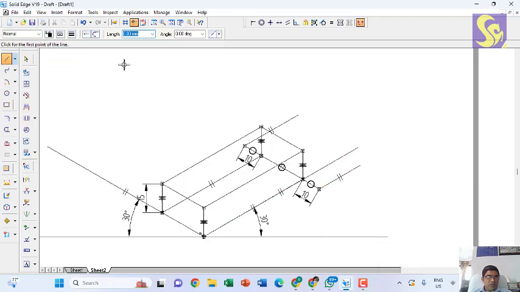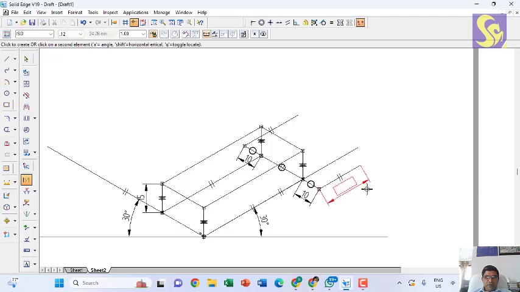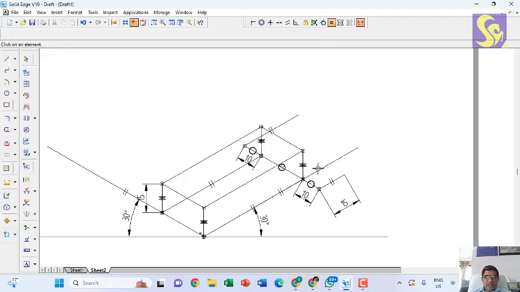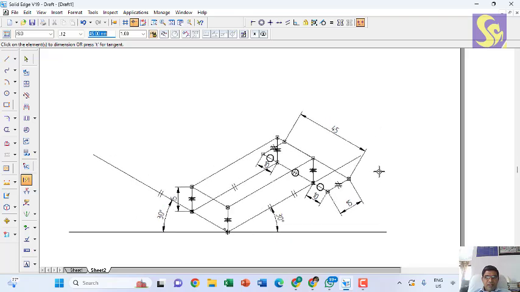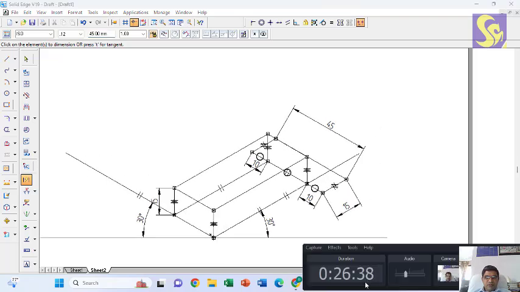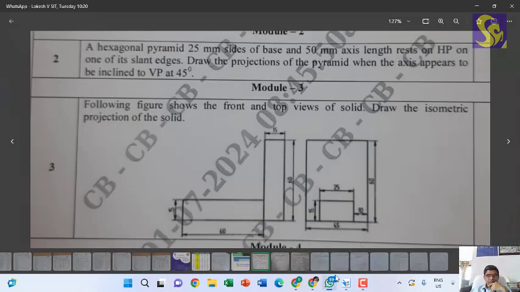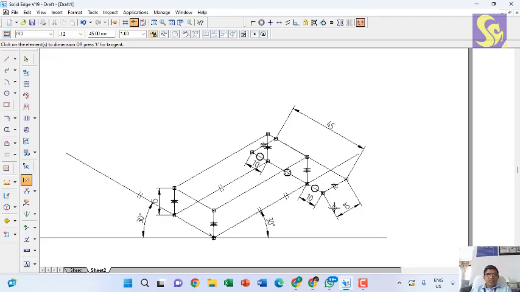it's not only parallel, I have to make them equal also by giving the dimension for this as 15, and I make this side equal to this, so that if I connect the end of this, this line will have a dimension of 45. So this is now 15, 45, and now the height has to be given, which is 60.